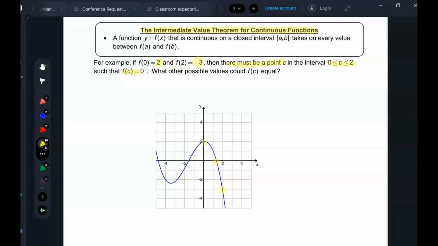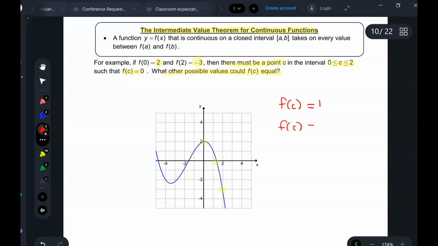What other possible values could f of c equal? What could f of c equal? 1. F of c could be equal to 1.3. Okay, right? So anything in between there. Again, you'll see more applications to that when we actually get to the FRQs for the test. So f of c can equal anything up to 2, and anything down to -3.